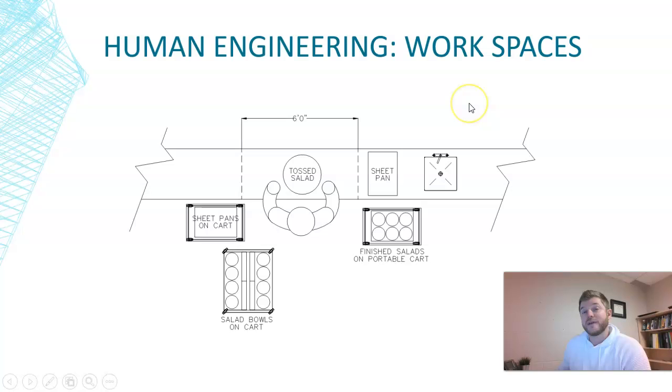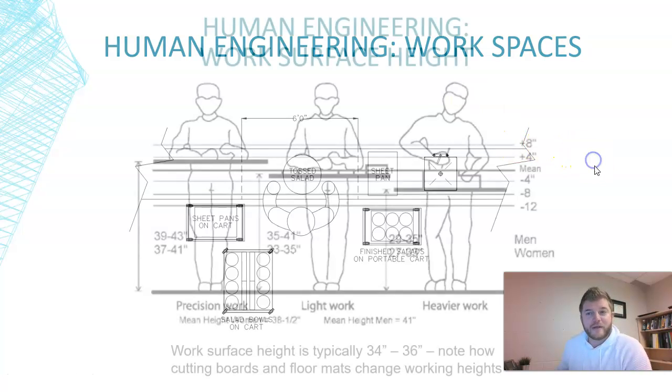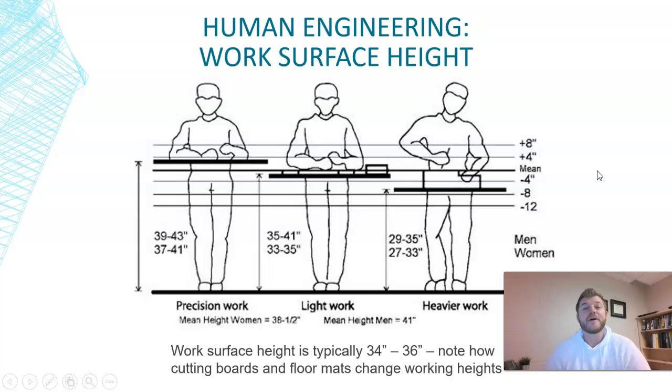So you have to think about this for each of your areas, and keep in mind what kind of work they'll be doing. Surface heights are important as well. Usually when we look at surface height, we look at what kind of work is being done. The more precise the work, the closer you want to be to it, so you have higher tables. And it gives you a male and female range.